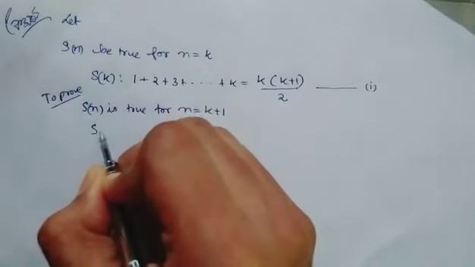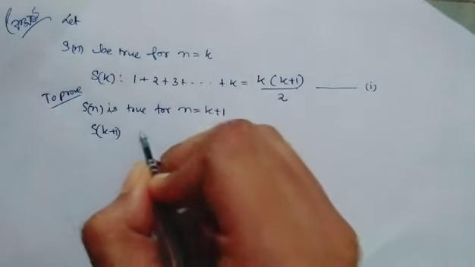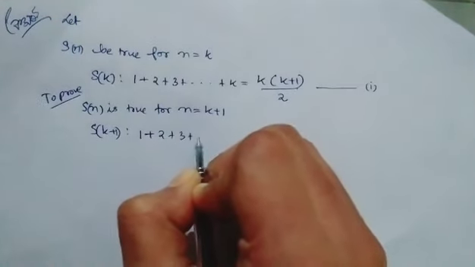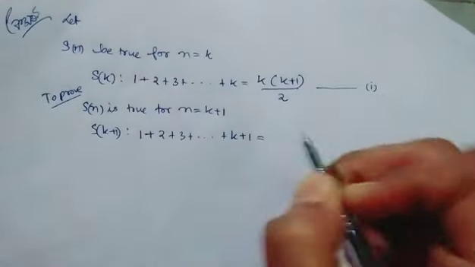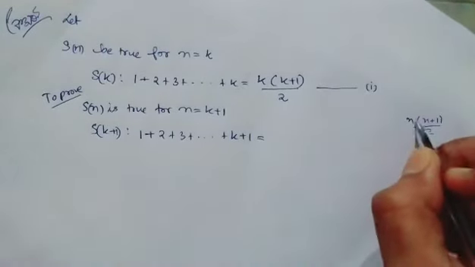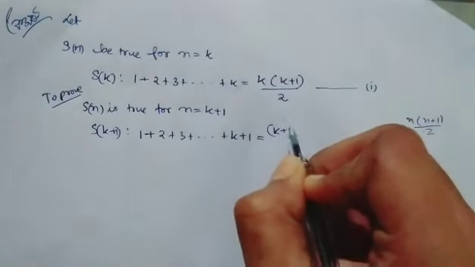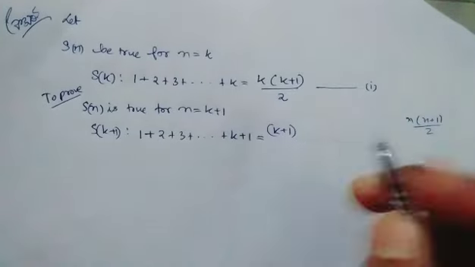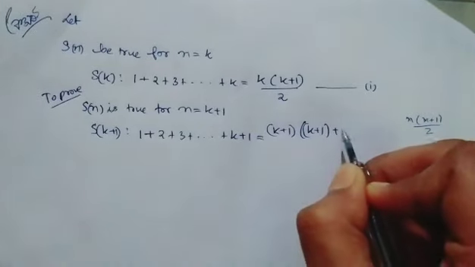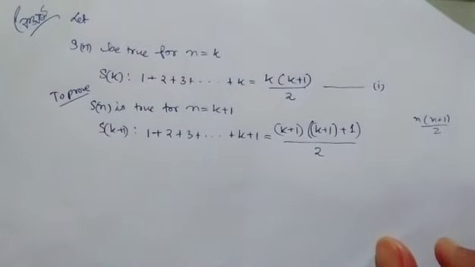So mathematically that is S(k+1). In place of n we use k plus 1. So 1 plus 2 plus 3 plus dot dot dot up to k plus 1 is equal to, in place of n, n into n plus 1 divided by 2. This was a formula, right? In place of n we will now incorporate k plus 1, so (k+1)(k+1+1) divided by 2. We need to prove this.